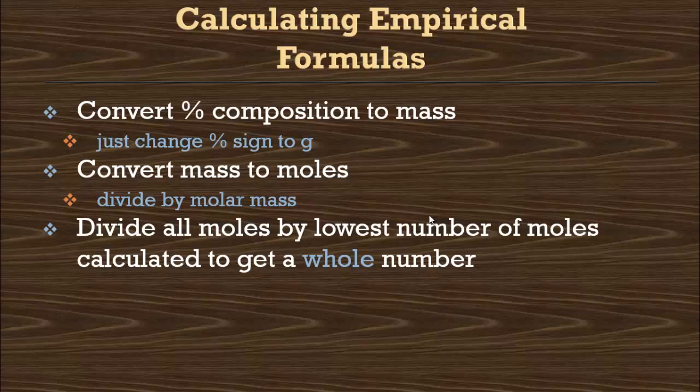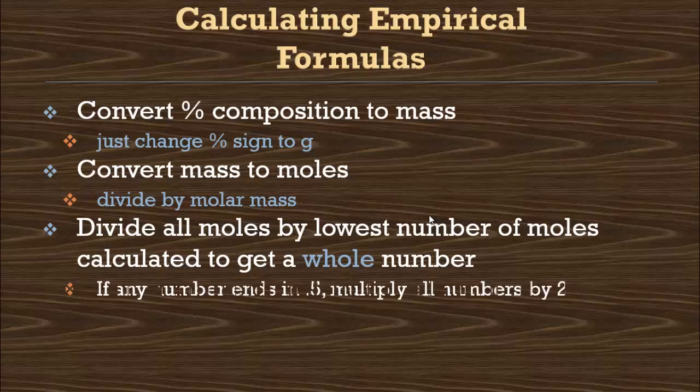Then you're going to divide all the moles that you get. So you've changed all your masses into moles of all of the elements in the compound. And you're going to look at all of those numbers, and divide them all by whichever number is the lowest number of moles. When you do this, we're going to then get a whole number, and this is going to be the ratio. However, because we are dividing, we may not always get nice round whole numbers. We're going to get some that end in decimals. If any number ends in 0.5, we are going to multiply all of our numbers by 2.